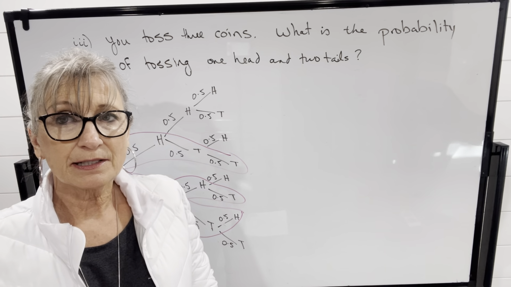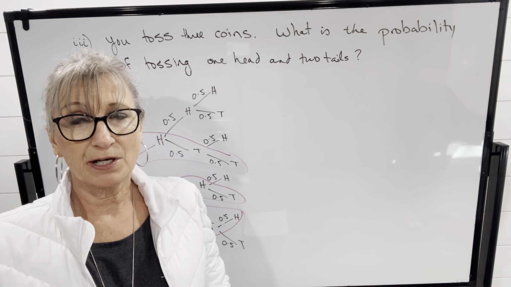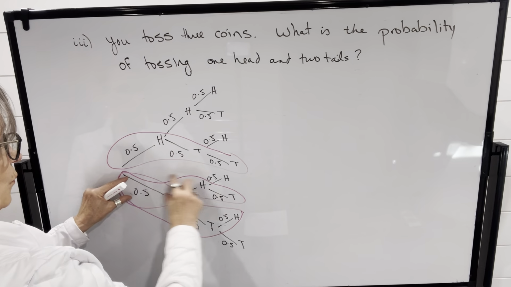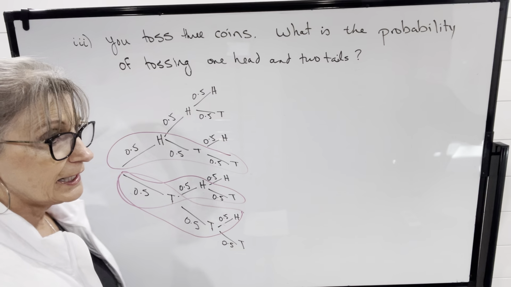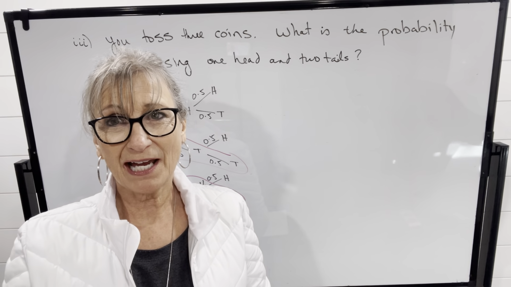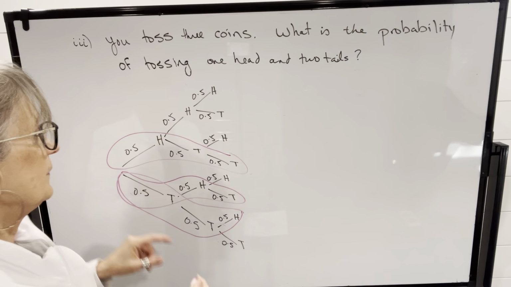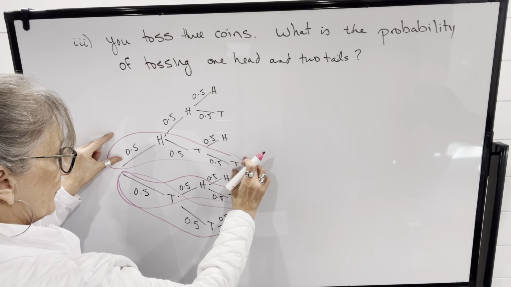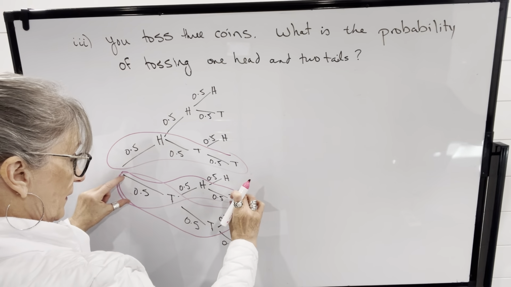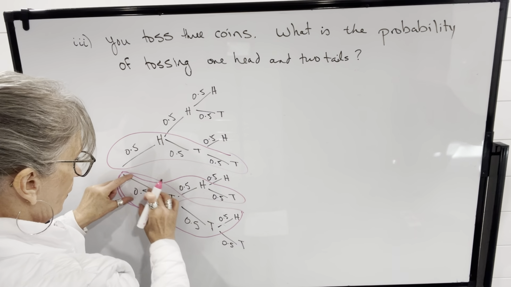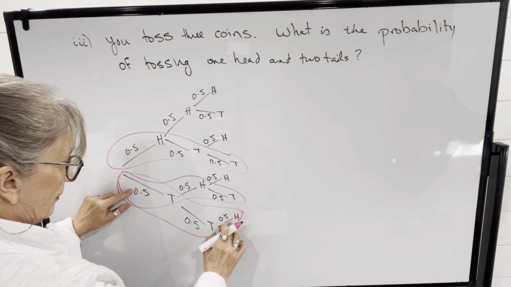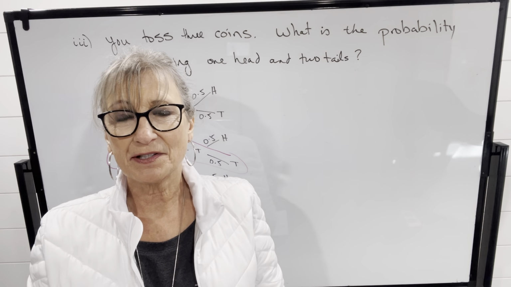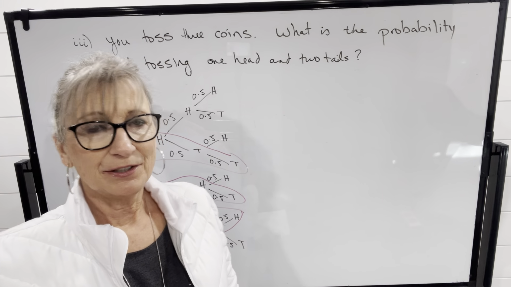So the way we're going to set it up, we're going to use our addition rule as well. So we can get 1 head and 2 tails this way, or this way, or this way. And when we've got an or situation, we add. So our 3 probabilities, we get these by multiplying. Here we get the probability of doing it this way by multiplying. We get the probability of doing it this way by multiplying. And then we add all 3 of those probabilities up. Let me show you what I mean.